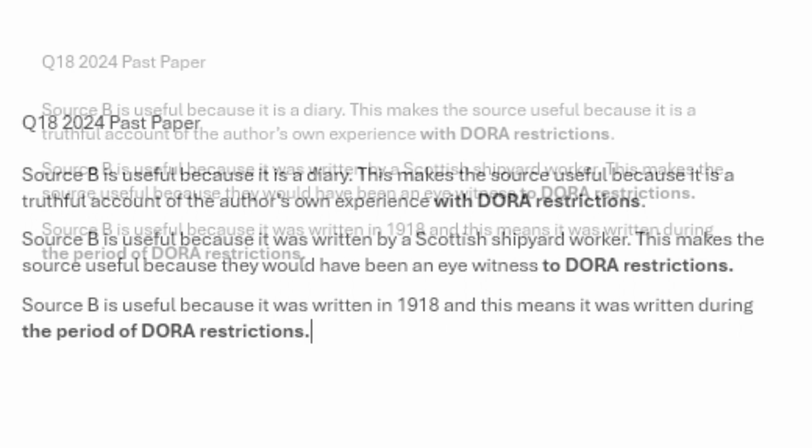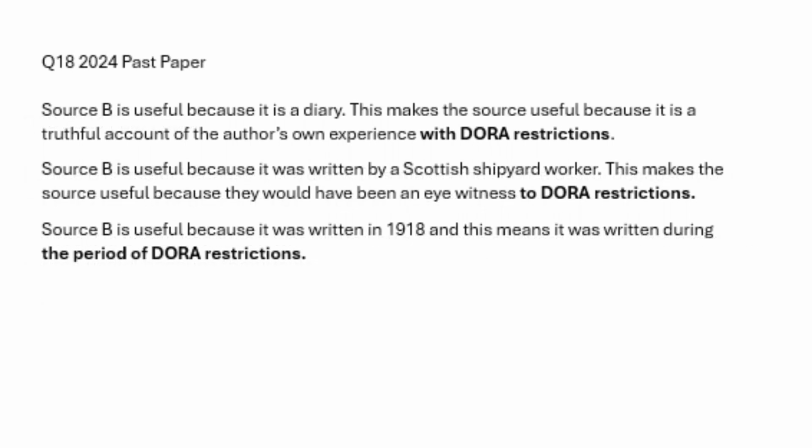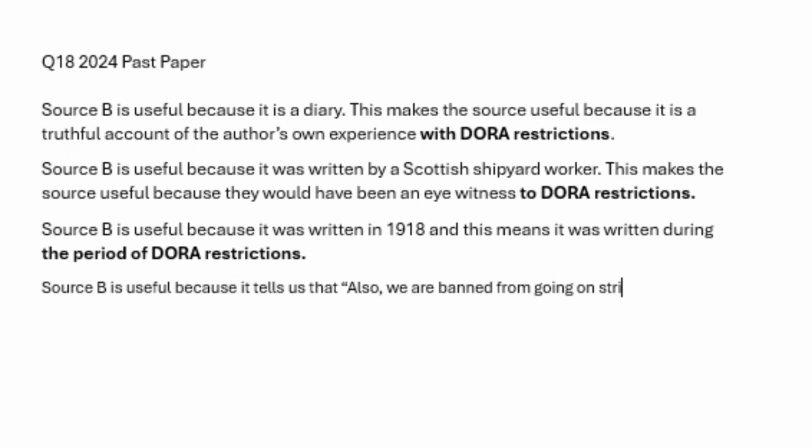as we go on. Now the next thing I want to do is I want to discuss what the source tells us written there on the page. I've highlighted 3 different points, so just for the sake of expediency I'm going to take the shortest quote and I'm going to write source B is useful because it tells us that also we are banned from going on strike, which is our right.